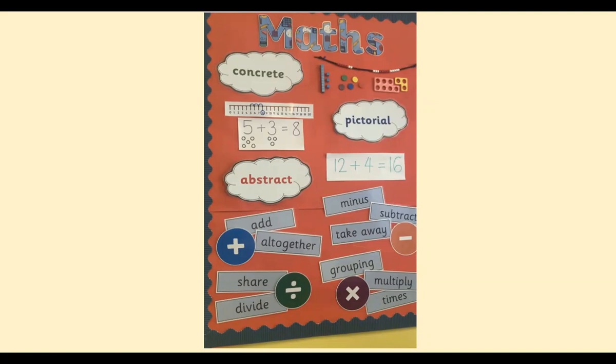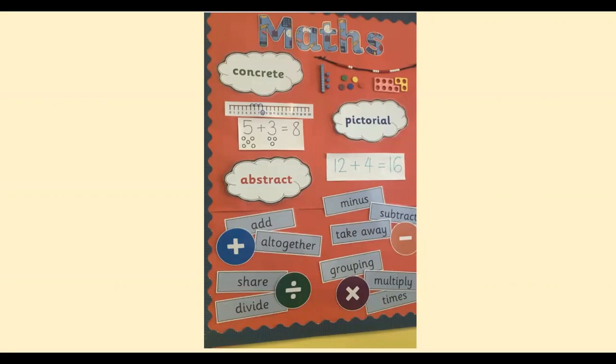So the concrete approach uses physical objects to help the children to solve mathematical problems. They'd be introduced to a new mathematical concept, so that could be addition or it could be subtraction, and they would use concrete resources such as real items, beans, blocks, and other manipulatives that we have in school. There is a separate video in which I go into a bit more detail about some of the resources we use in school.